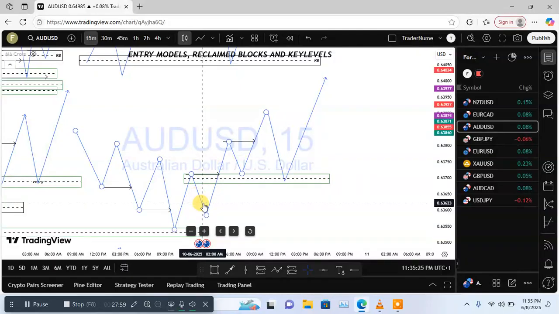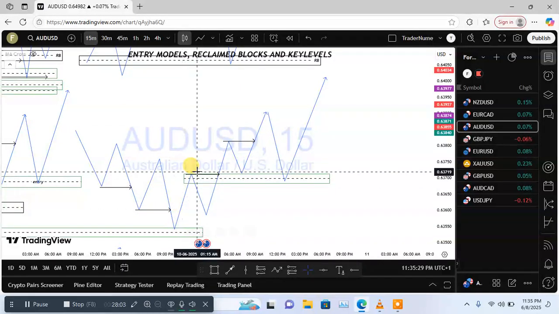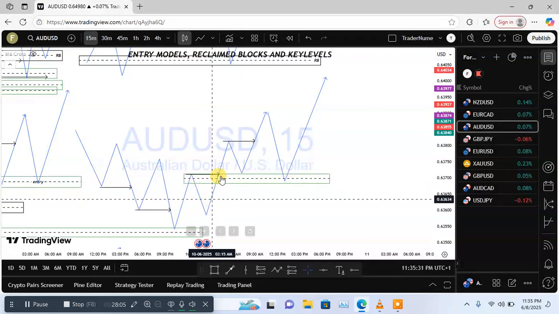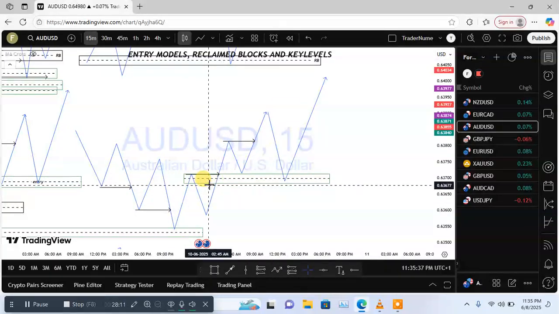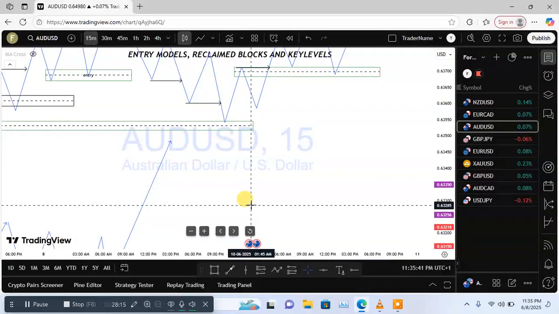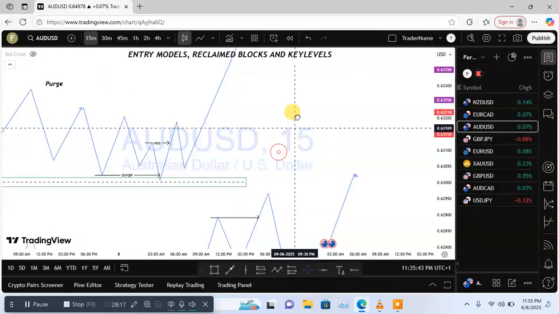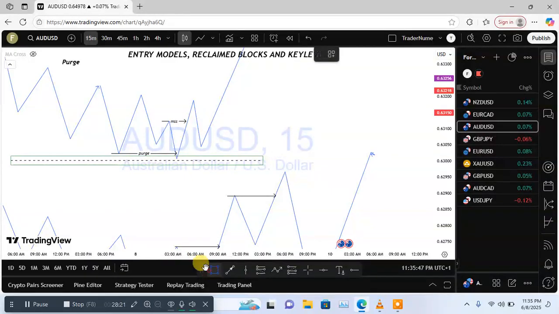This one now is actually a supply zone, a supply zone that got distressed. Okay, this is not a reclaim block. It's just a supply that becomes a demand zone, right? Then let's see if we can get a reclaim block here. Okay, we have a reclaim block here. This is a demand zone that's supposed to hold.